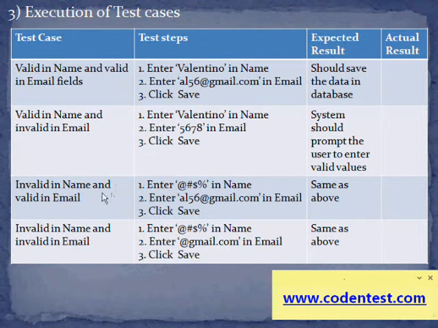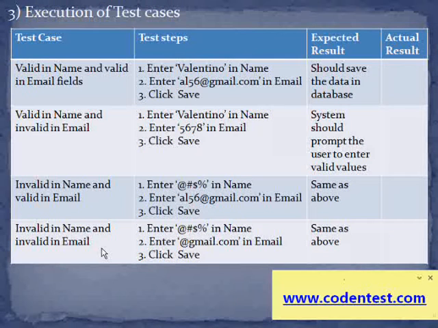And the third test case is invalid values in name and valid values in email. These are the test steps for that, and the expected result is same as above: system should prompt the user to enter valid values.